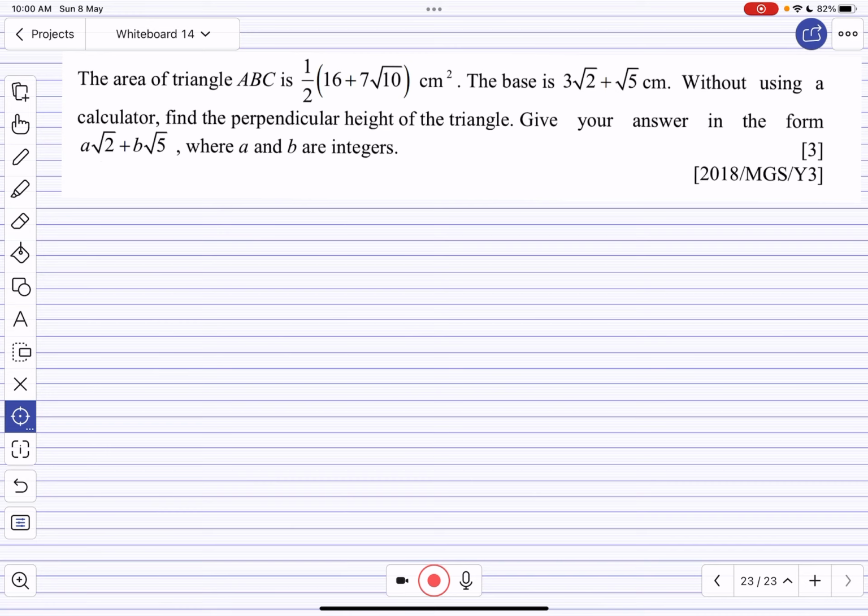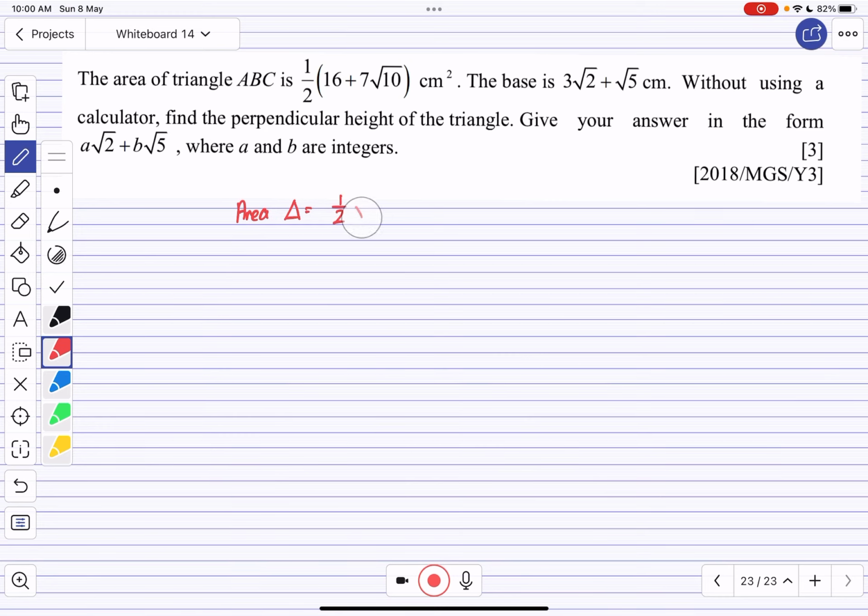Okay, so how we go about doing this question is we know that in general, since we learned in primary school, the area of a triangle is basically just half multiplied by base multiplied by height. We now proceed to fill in the blank. Our area is half of 16 plus 7 square root 10. Half. Our base is 3 square root 2 plus square root 5, followed by the height.